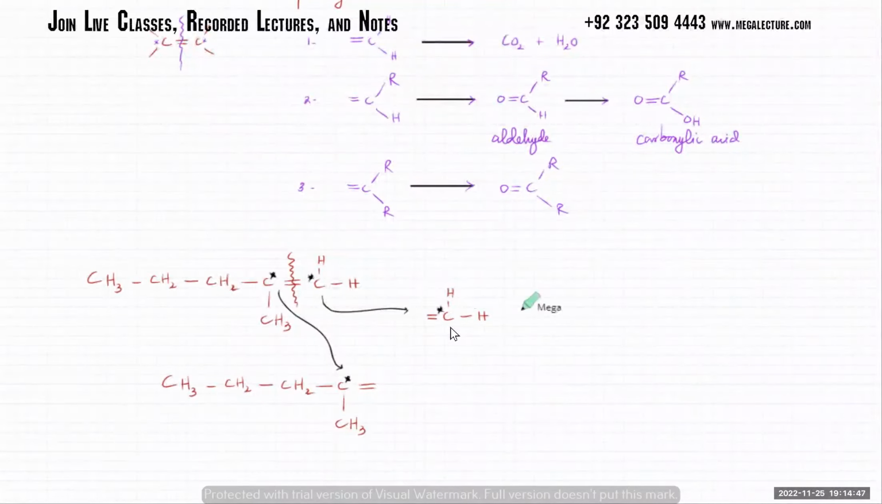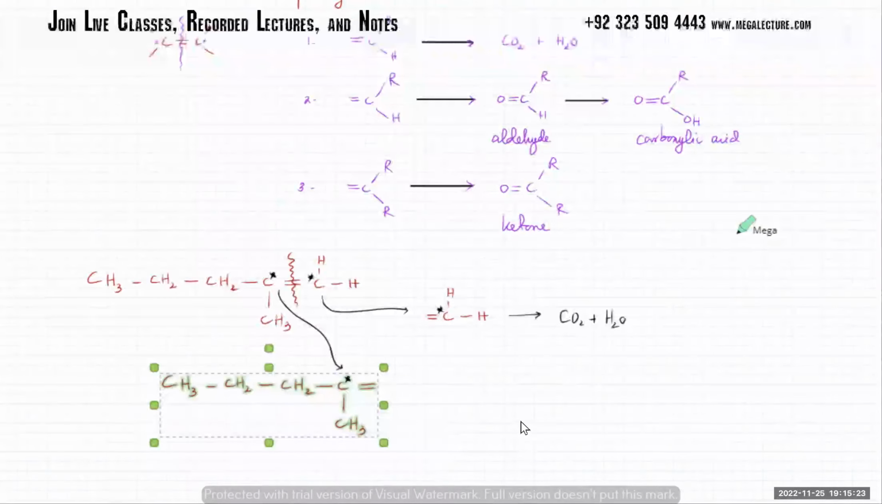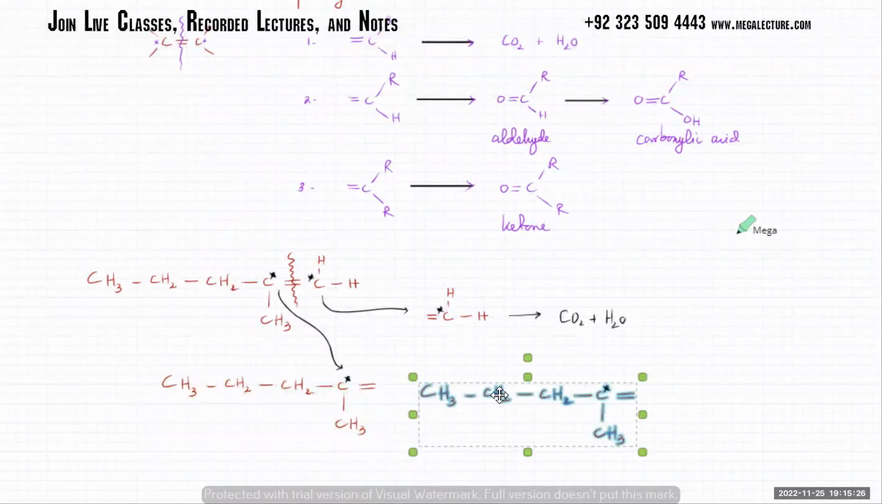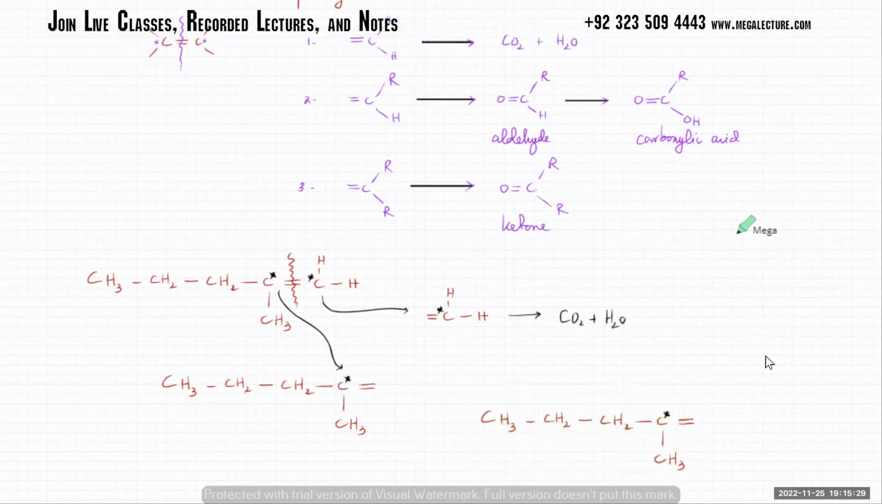It will become CO2 and H2O. Okay, so this one, if it's got two H's, then it will become carbon dioxide and H2O. And what will happen to this other one? It will become a ketone. So this one over here will become a ketone. Everything else will stay the same. The only thing that will change is that particular carbon atom. Okay, everything should remain exactly the same.